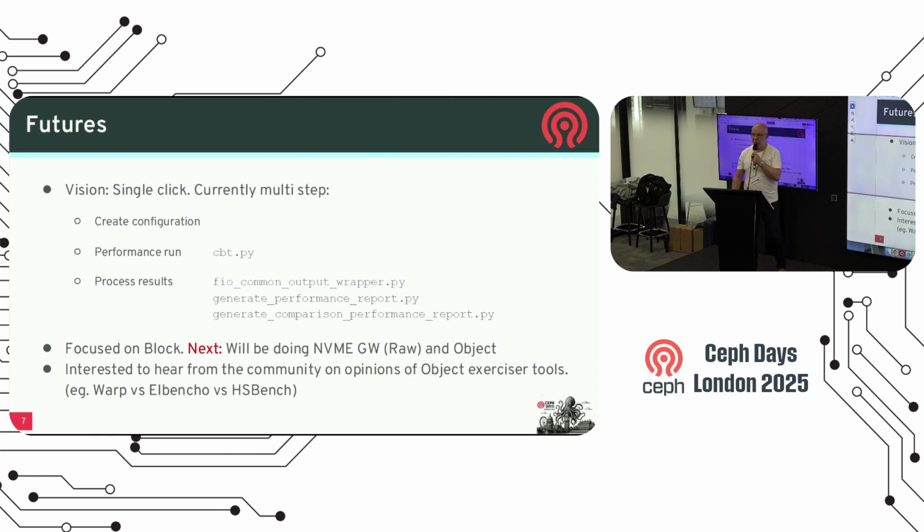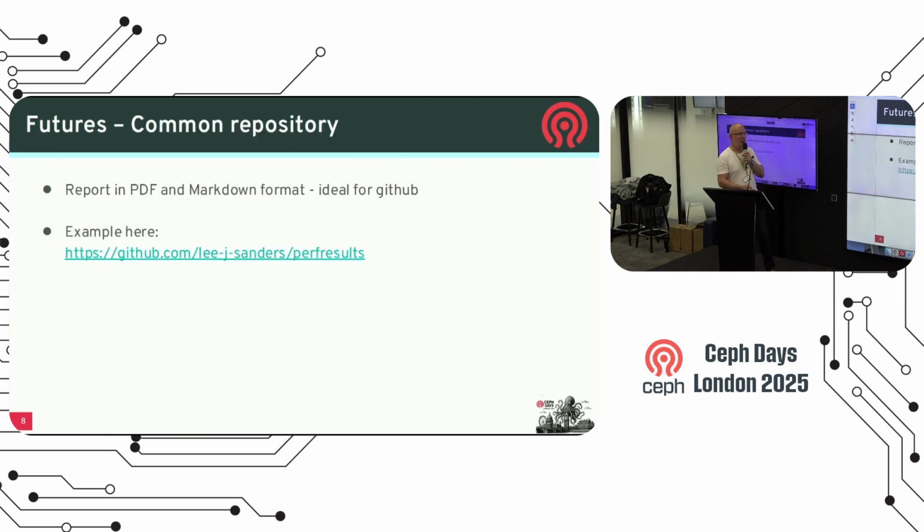I'd like to get input from the community about object exerciser tools, because some object exerciser tools are more focused towards a particular product. So I'd like to have a conversation with the community about what their preference is for object exerciser.